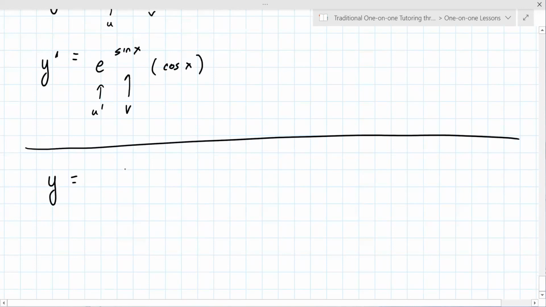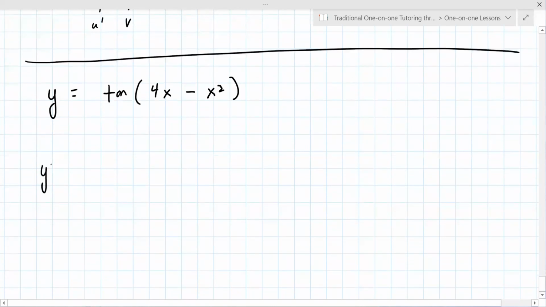Let's say y equals tangent of 4x minus x squared. Derivative of the outside function. Outside function, it's tan. It's secant squared. Secant squared of 4x minus x squared, times 4 minus 2x. All right, very good.